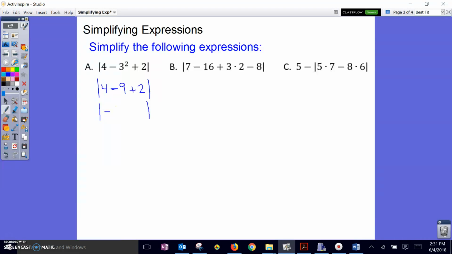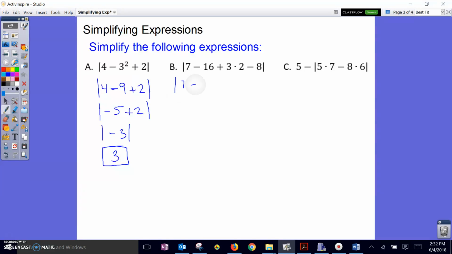4 minus 9 gives us -5. -5 plus 2 gives us -3. And now, unlike if these were just parentheses, since they are absolute values, we're going to take whatever we get in the end, and we're going to turn it into a positive. So that ends up being 3.